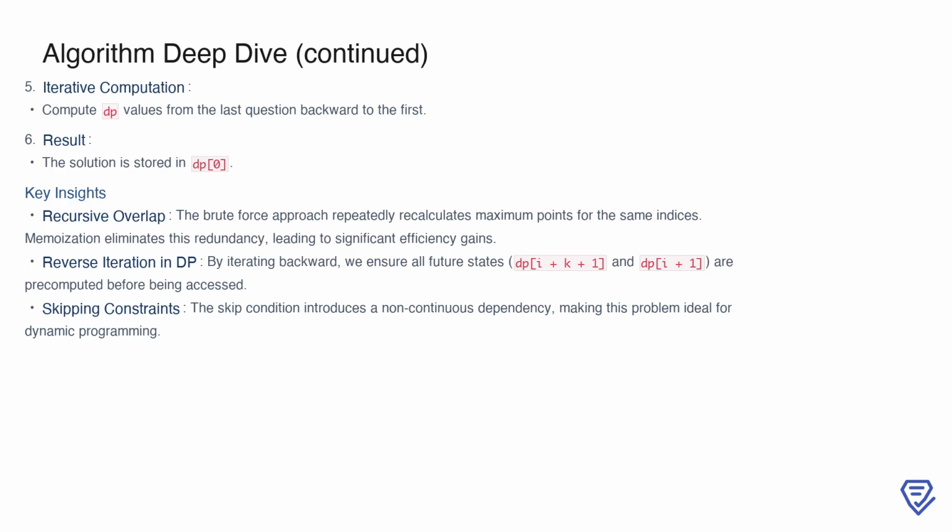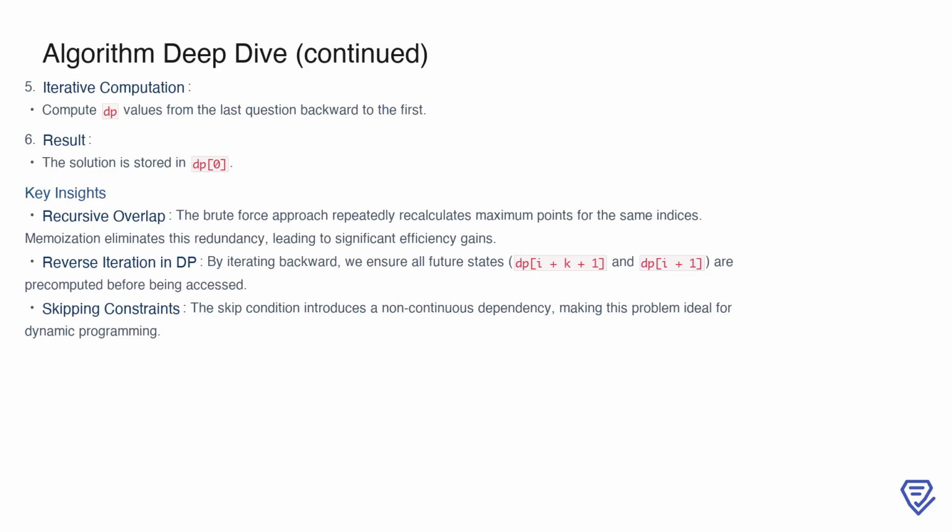To compute the dp values, we work iteratively from the last question backward to the first. This ensures that all future states, such as dp[i plus k plus 1] and dp[i plus 1], are pre-computed before being accessed. The final solution is stored in dp[0], which gives the maximum points obtainable starting from the first question. This dynamic programming approach highlights several key insights. First, by eliminating redundant calculations through memoization, we achieve significant efficiency gains over the brute force method.